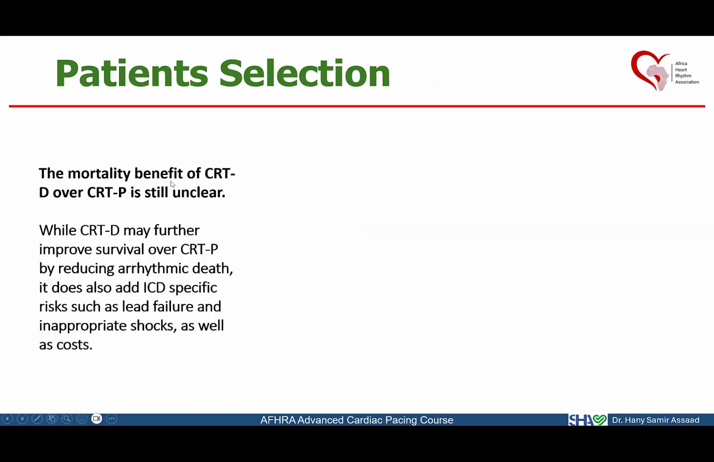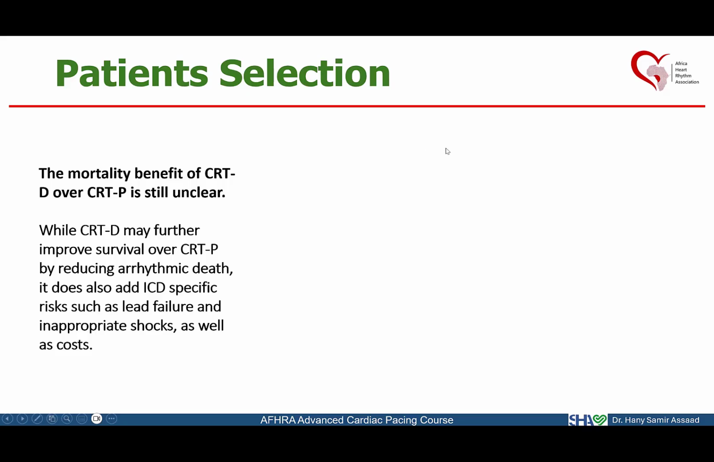Of course, the mortality benefit of CRT-D over CRT-P is still unclear because we don't have head-to-head studies to show a significant or evident mortality or outcome improvement. While it's logical, we also have to say that CRT-D may have its own risks, with added lead failure risk, added inappropriate shock risk, as well as the cost.